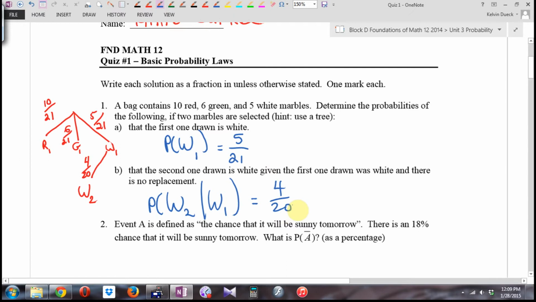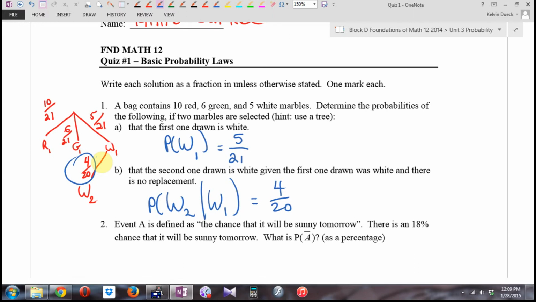Mr. Dueck, wait a minute. Maybe I thought you said and means multiply. This question did not say two whites in a row. This question said, what are the odds of getting a second white once you've already gotten a white? So it's actually asking for that. If you told me the answer was 20 out of 420, whatever that reduces to, I'll give you a half mark. But that's not what this question asked.